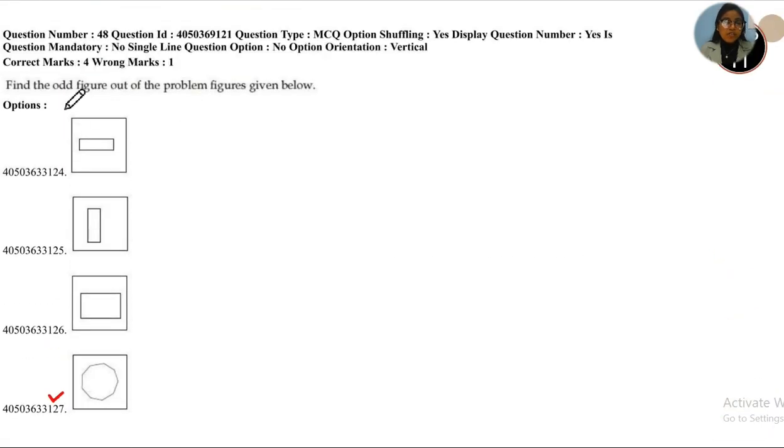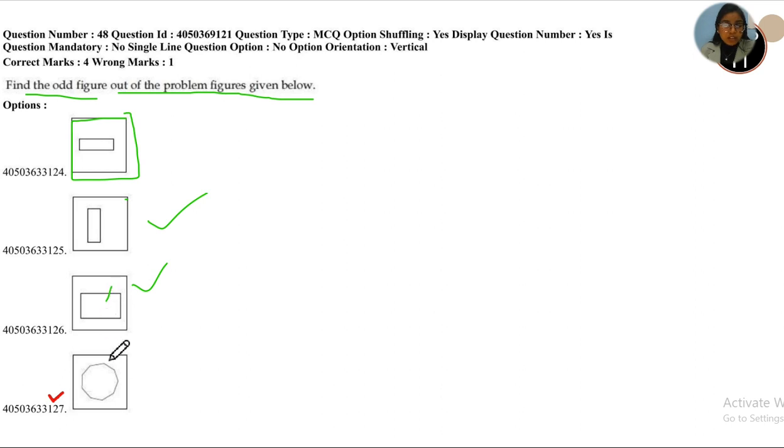Now in the same question, figure out the odd one out of the following figures given below. We have to find the odd one. As you can see, this is a square having 4 sides, and inside this square you have a rectangle which also has 4 sides. Same for option B: a 4-sided square and a 4-sided rectangle, a square and a rectangle.